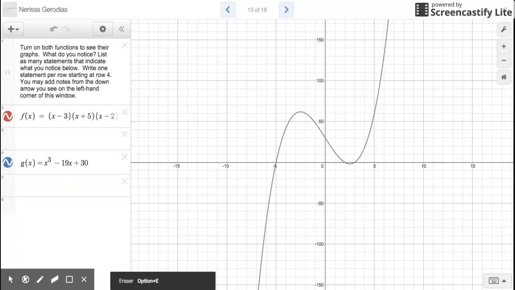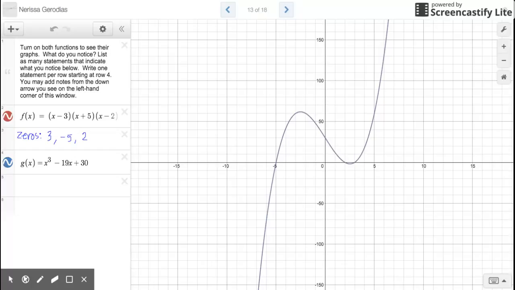So first, we know that if the function is in factored form, we can identify the zeros right away. So for f of x, we can see right away where the zeros are, and that's going to be 3, -5, and 2. But if we look at g of x, we can't identify the zeros right away. It's not obvious in the equation. So we have to do some investigation, some unveiling.